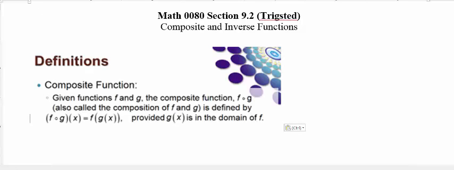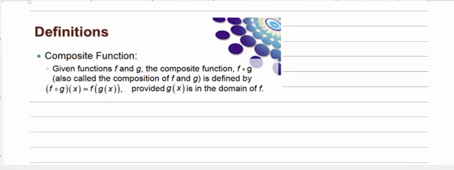Let's take a look at section 9.2 where we're looking at composite and inverse functions. Let's start with composite function and the definition of that. If I have two functions f and g, the composite function f of g, also called the composition of f and g, is defined by f of g of x equals f with g of x as its input, provided g of x is in the domain of f.